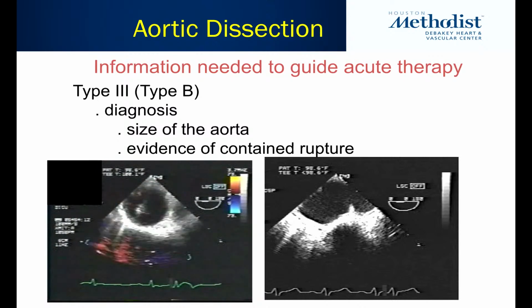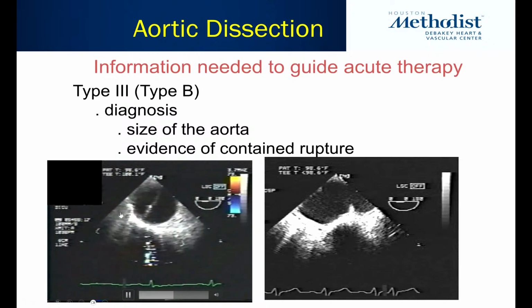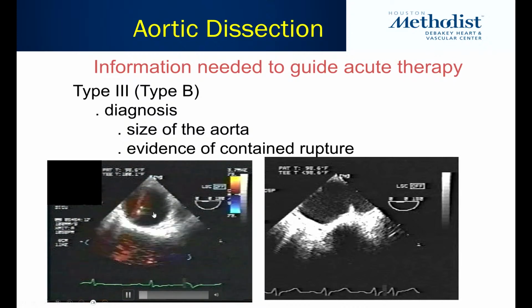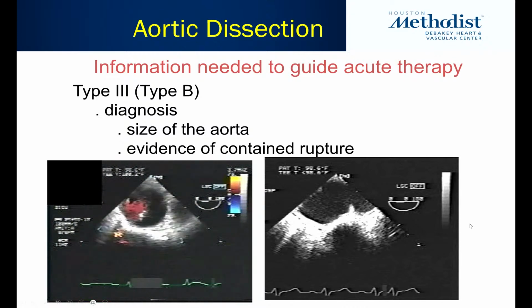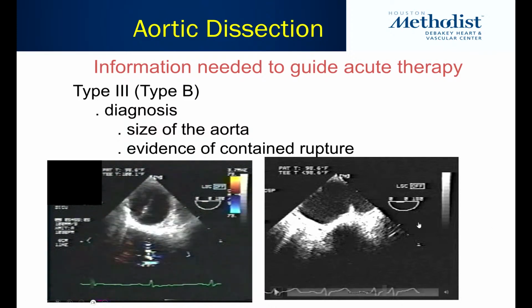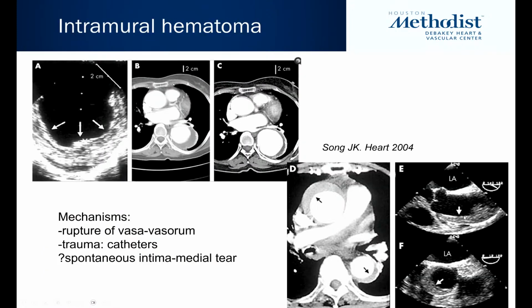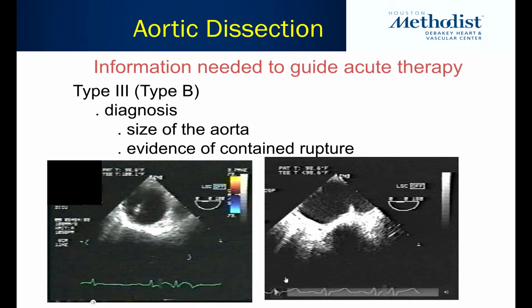Another thing, we saw a nice case earlier by CMR. This is a flap in the descending aorta. This could be a type 3 or type 1. However, in addition, there's this other thing. And the question is, of course, what is that? And hopefully it displays. Here we go.